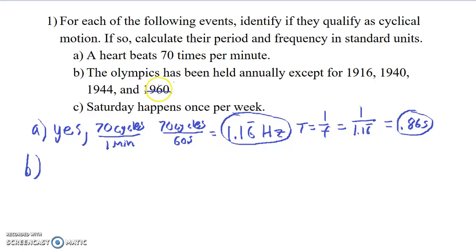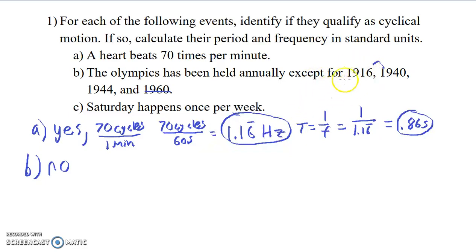Is the Olympics cyclical? No, it is not, because it got canceled at irregular dates. The number of years between 1916 and 40 is different from 40 to 44. So it's not getting canceled in regular intervals. It's not happening at regular times. There are these weird breaks in it. So we would not say that is cyclical.